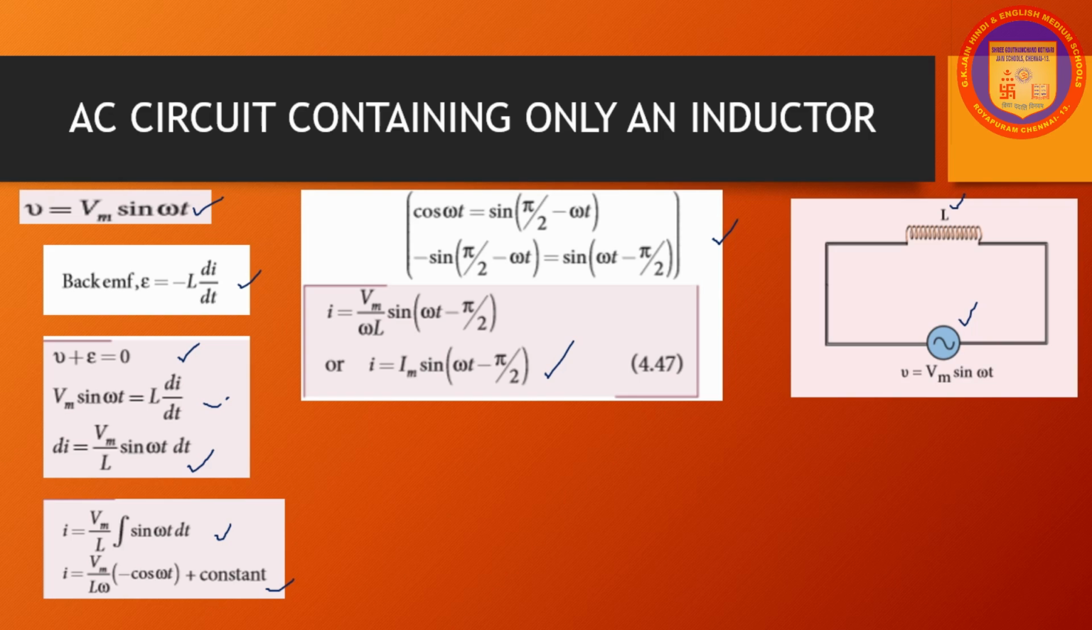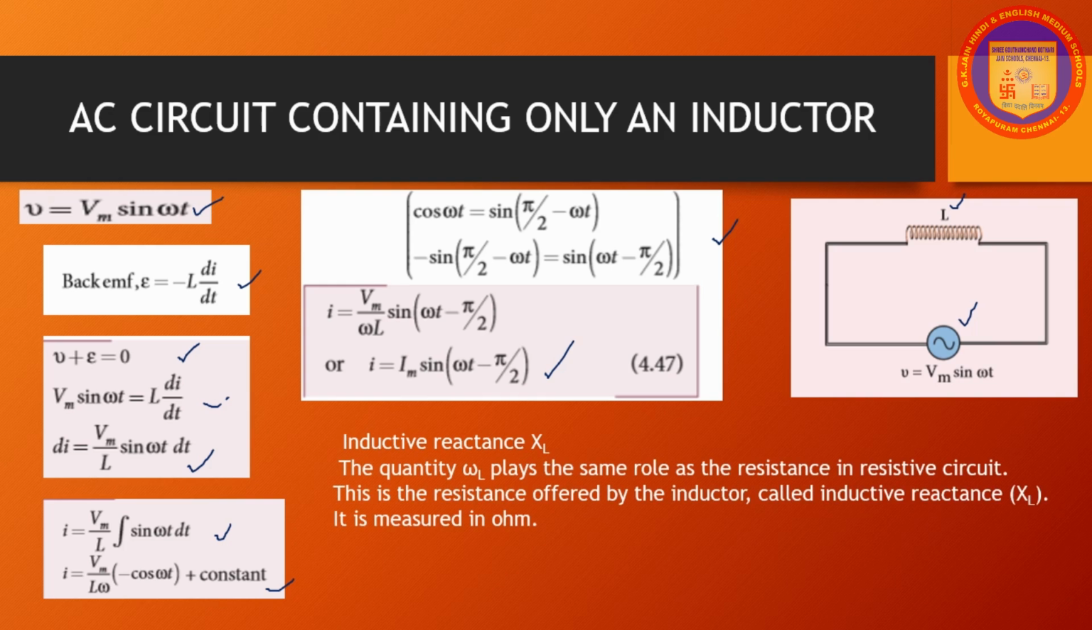Then we'll see what we mean by inductive reactance XL. The peak value of the current Im is given by Im is equal to Vm divided by omega L. Im is equal to Vm by R from the resistive circuit, which you have already seen. So the quantity omega L plays the same role as the resistance in a resistive circuit. This is the resistance offered by the inductor, called inductive reactance XL. XL is equal to omega L. It is measured in ohms, right?